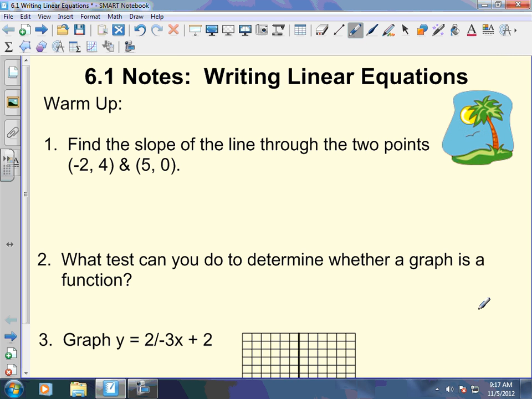Okay, this is lesson 6.1, writing linear equations. We are not going over the warm-ups. The purpose of this is if you're missing or absent to see the lesson that we did for that day, to get an understanding of what we were doing, and also to look at the lesson before you come into class so you get an idea of what I'll be teaching in class. Okay, so let's go to the lesson.